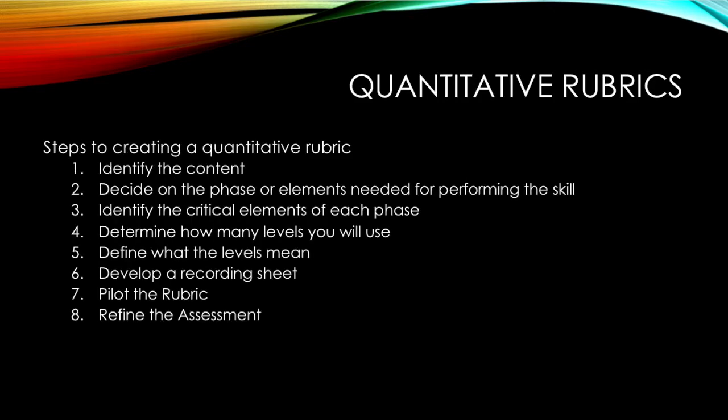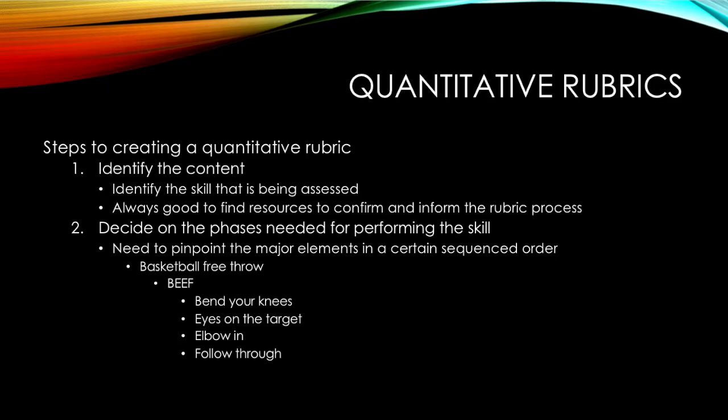So the first thing I'm going to talk about is quantitative rubrics. There are 8 steps to a quantitative rubric. First, you identify the content, decide on the phase or elements needed for performing the skill. Identify the critical elements of each phase, determine how many levels you want, define what each level means, develop a recording sheet, then pilot it, which means that you're going to practice it, and then you're going to refine the assessment. To identify the content, you're essentially just identifying the skill that's going to be assessed.